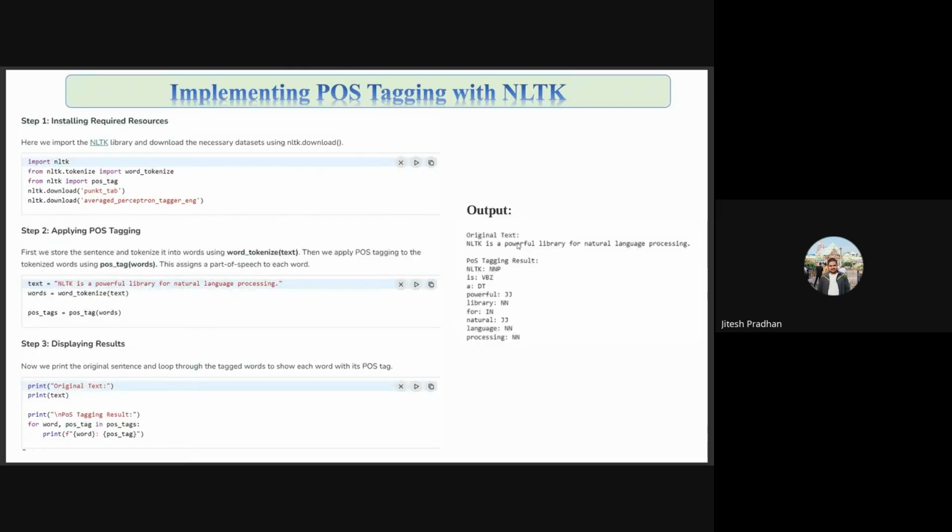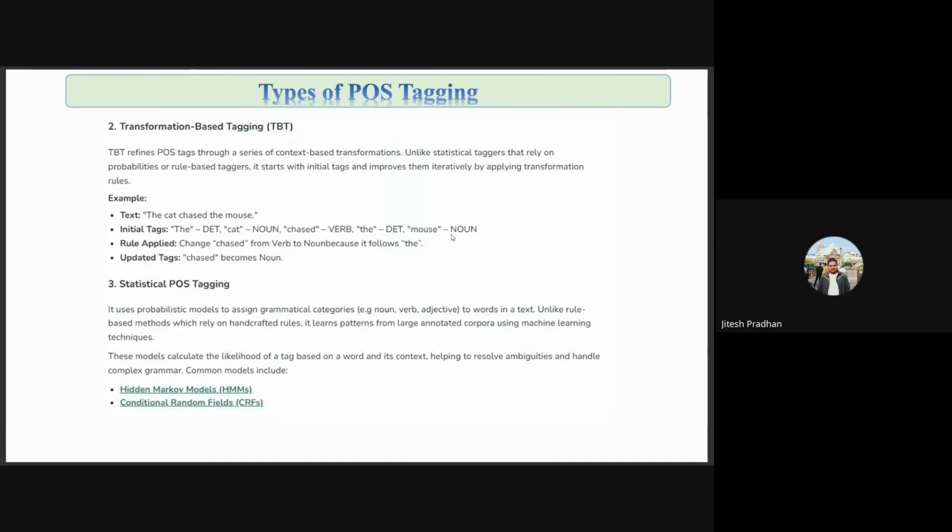Now next is transformation-based tagging and statistical tagging. There are two more methods, and right now we are also using machine learning based tagging. So what is transformation-based tagging? It is basically a hybrid of statistical and rule-based tagging. We will use rule-based tagging to find the initial tag, then we will transform it.